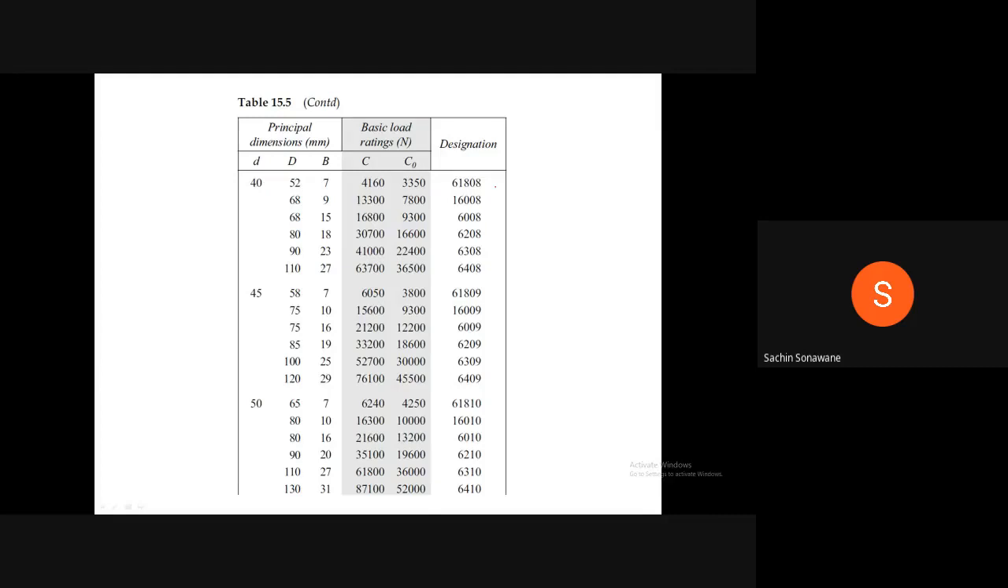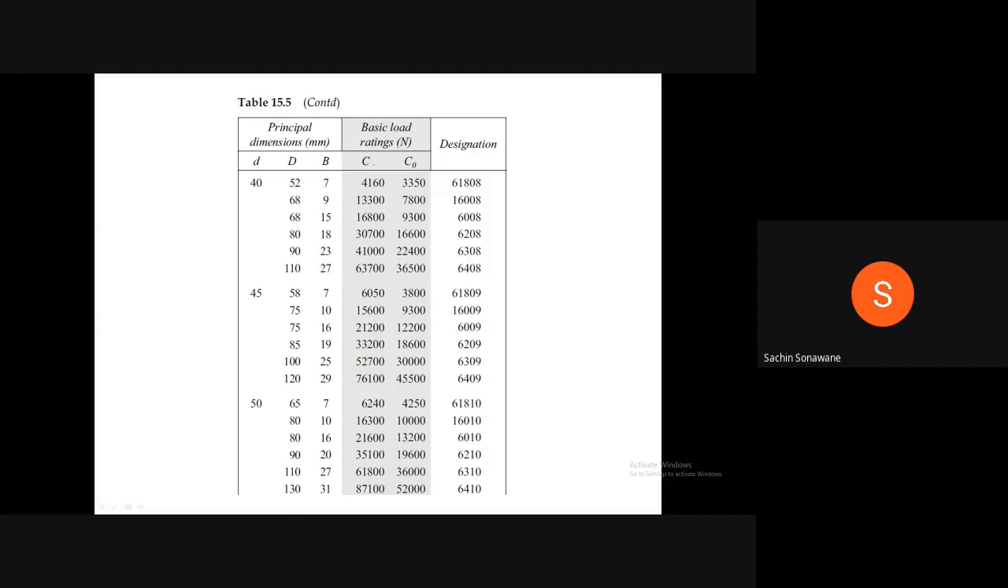Now from this, whatever bearings are available: 61808, 16008, 6008, 6208, 6308, and 6408. From these six bearings, we have to select any one bearing. Now which bearing do we have to select? We have to check the dynamic load capacity, C.